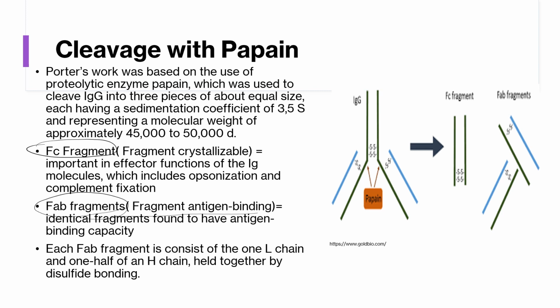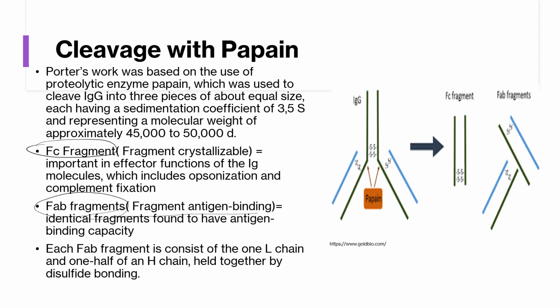Now, because precipitation would not occur if Fab fragments were allowed to react with antigen, it was guessed that each fragment represented one antigen binding site, and that two such fragments were present in an intact antibody molecule. Such a molecule would be able to form a cross-linked complex with antigen, and the complex would precipitate.